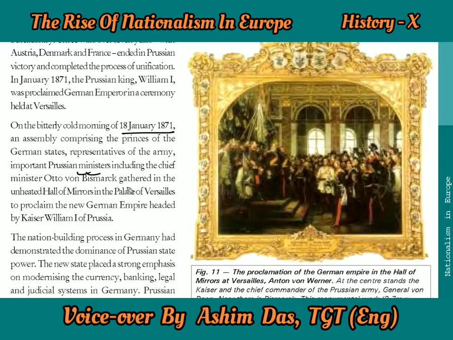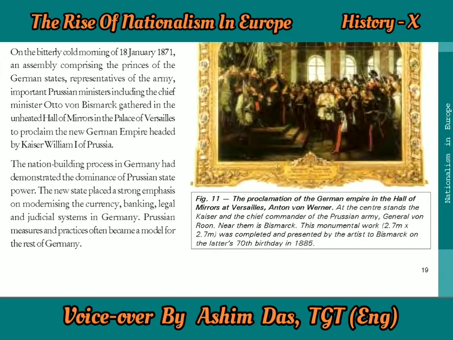Here all these ministers and all these Prussian people gathered. Why? Because they wanted to unify together under one king, and the name of the king and the emperor was Kaiser William the First of Prussia. This nation building process in Germany had demonstrated the dominance of Prussia's state power. So now everybody came to know how Prussia was stronger.